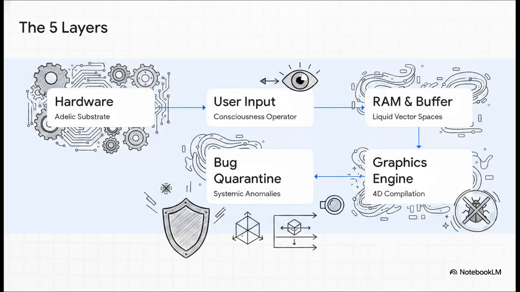Now, let's translate these super academic mathematical layers into plain English tech terms so we can actually wrap our heads around the whole system. Layer 1, the hardware, provides the foundational computing arena. Layer 2, user input, is where consciousness and observation actually step in to perturb the system. Layer 3, the RAM, prevents calculation lag by buffering data through what are called liquid vector spaces. Then we have layer 4, the graphics engine, which takes all this abstract mathematical data and compiles it into the 3D space in 1D time that we actually experience. And finally, layer 5 is basically the cosmic antivirus software, quarantining data errors so the whole universe doesn't just crash.